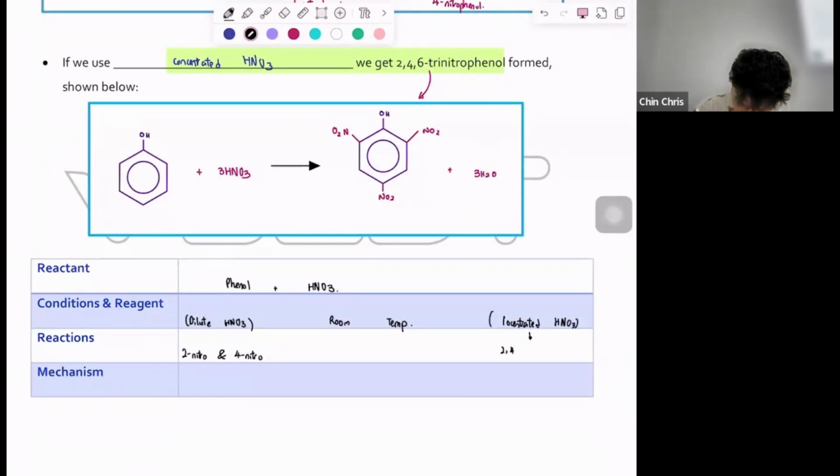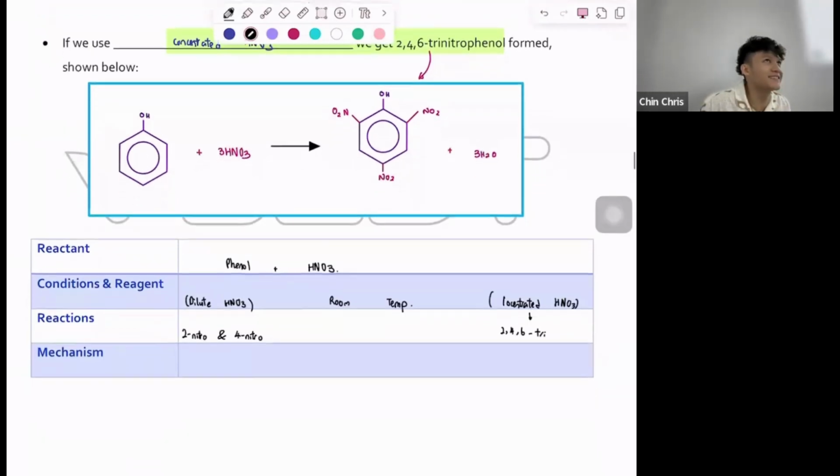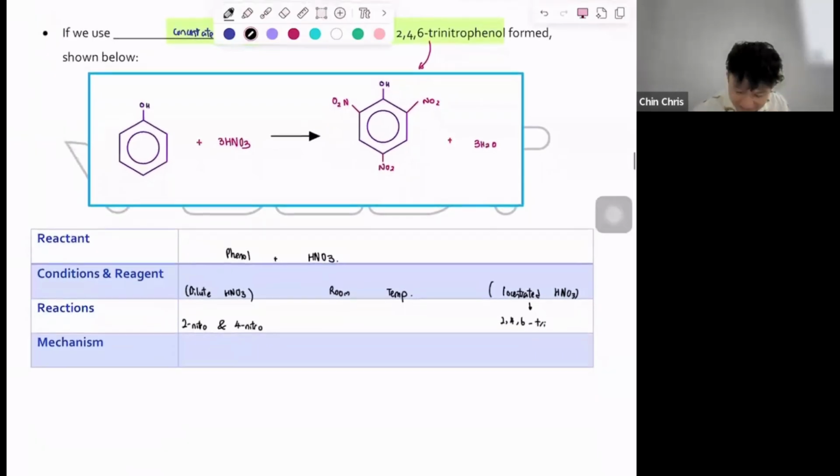You don't get dinitro, not really. You get 2,4,6-trinitro. Electrophilic substitution.